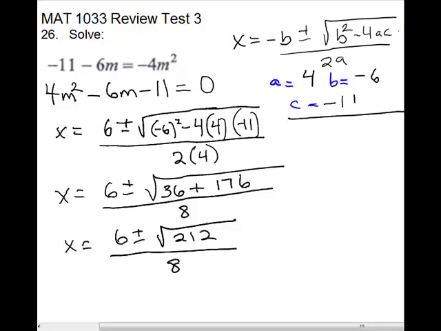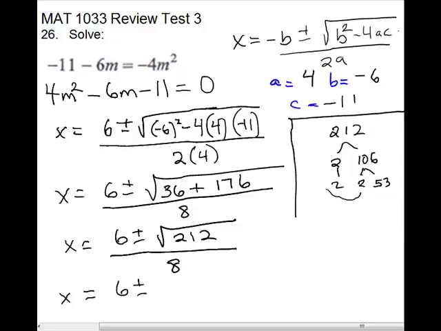So 212, if I go to primes, the only thing I can think of that goes in there is a 2. So 2 times 106. 106 is still even, so I can do 2 again. And 2 will go 53 times. So that is how it's going to simplify. It does have a square in it, so we can take out a 2. It will leave the 53. So we have x equals 6 plus or minus 2 on the outside of the radical times the square root of 53 over 8.